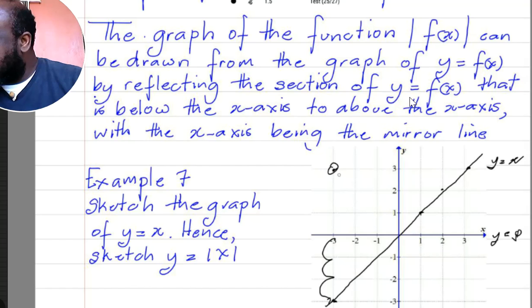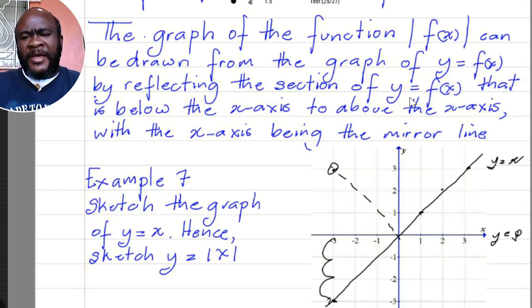And then just connect that back to the origin. So the dotted line, along with the section of y is equal to x that is above the x-axis, would be the graph of the mod of x. y is equal to the mod of x.